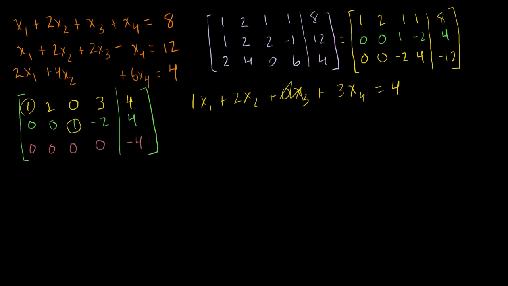Obviously, I could ignore the 0 times x3 term right there. I didn't even have to write it. Then I get 0 times x1 plus 0 times x2 plus 1 times x3, so I'll just write the 1: 1 times x3 minus 2 times x4 is equal to 4. And then this last row, what do I get? I get 0 x1 plus 0 x2 plus 0 x3 plus 0 x4. Well, all of that's equal to 0.